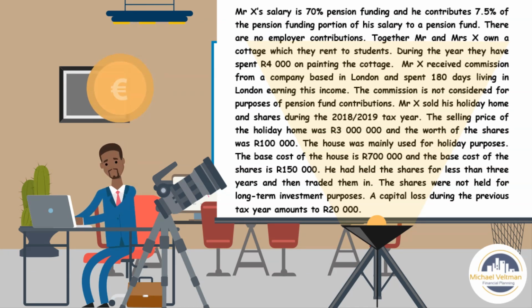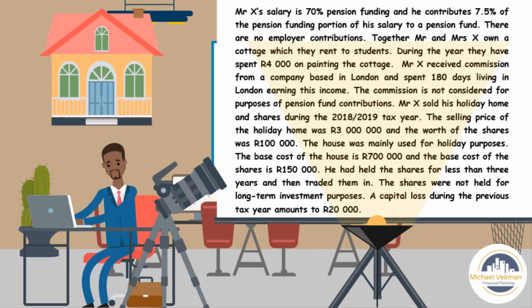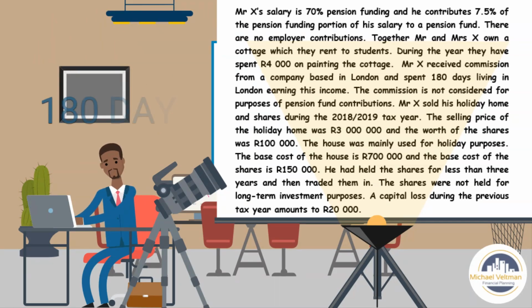Together Mr. and Mrs. X own a cottage which they rent to students. During the year they have spent £4,000 on painting the cottage. Mr. X received commission from a company based in London and spent 180 days living in London earning this income. The commission is not considered for purposes of pension fund contributions.